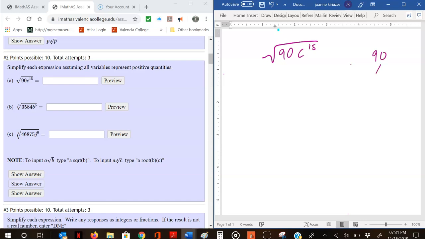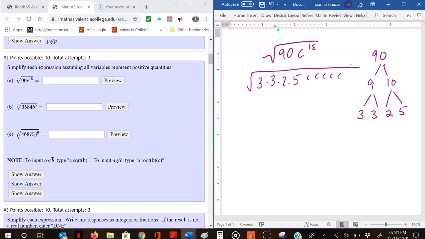Well, to expand out a number, I make a prime factor tree. And I end up with a prime factorization of 3 times 3 times 2 times 5. Okay, and I'd have 15 C's. So I'm just going to write them out here: 1, 2, 3, 4, 5, 6, 7, 8, 9, 10, 11, 12, 13, 14, 15. Now my group size is 2, and I know that because there is no index here. And I told you that if there's no index, we're going to assume it's a 2. So I'm looking for 2 of a kind.